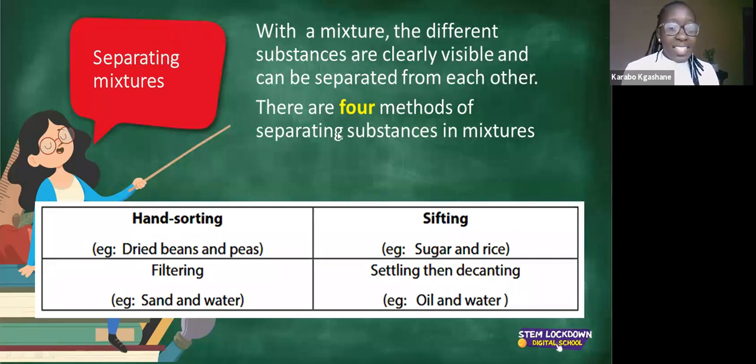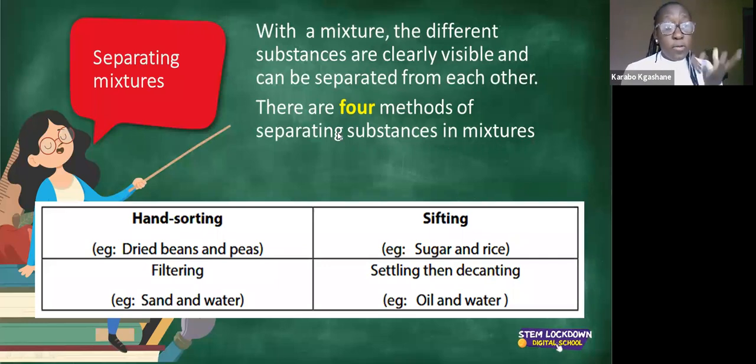So you can separate them by your hands, granola and strawberries. That's the first thing, hand sorting. The second one is sifting. Now, sifting, I'll show you pictures later, is basically when mom bakes and she's got flour and sugar and she does this to sift particles. That's how we can actually separate mixtures by sifting. For example, sugar and rice.